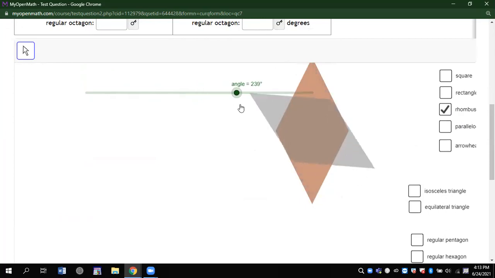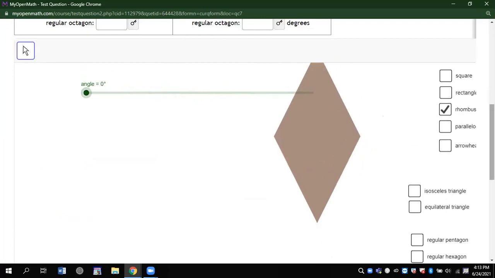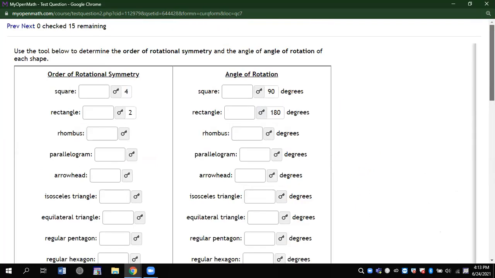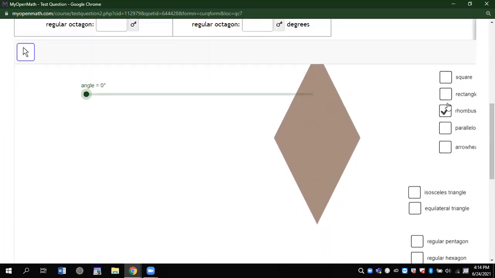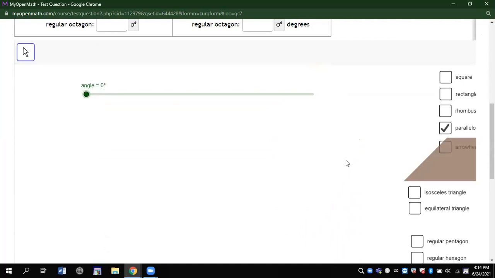Boom, 180 and 360. So it's the same thing. It's 2, isn't it? The order's 2, and it's 180 degrees. How about the parallelogram? So let's turn off the rhombus, turn on the parallelogram. There we go. There's the parallelogram.